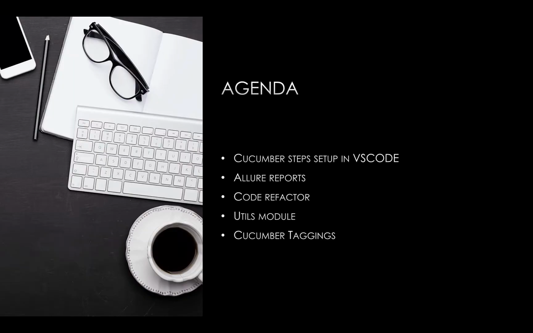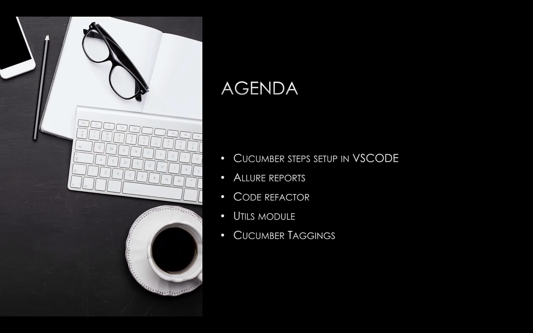All right. So today's agenda is Cucumber steps setup in VS Code. We'll be setting up some configuration file for VS Code so that we can navigate from the feature file to the step definition file. When you click in the feature file, you should be able to navigate to the step definitions.